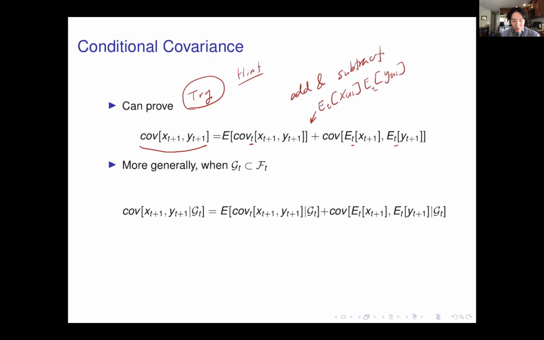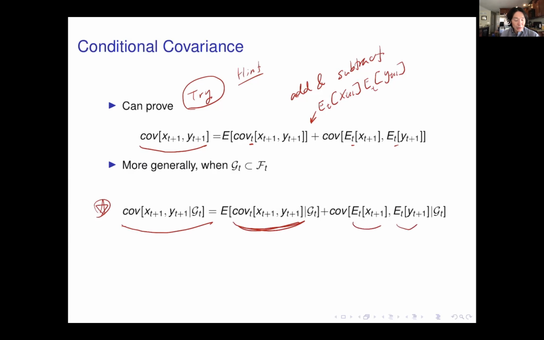Okay, more generally, this thing holds, right? So the conditional covariance given the G_t information set, which is coarser than F_t, can be expressed in terms of the average of the conditional covariance plus the covariance between the conditional means.